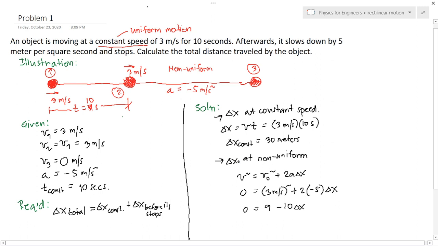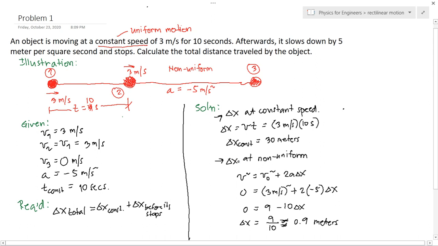Then we have delta x, rearranging, we have 9 over 10, so magkano ba ito? 9 over 10, 0.9, diba? So this is 0.9. It's not approximate because it is really equal to 0.9 meters.